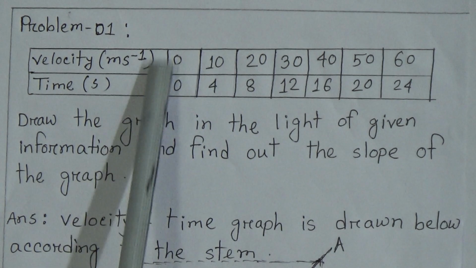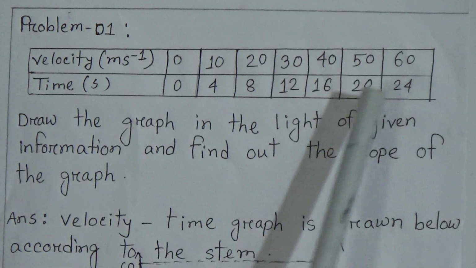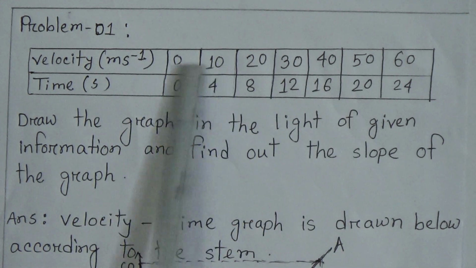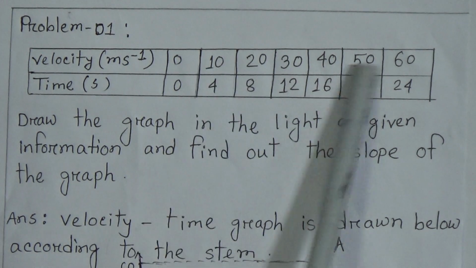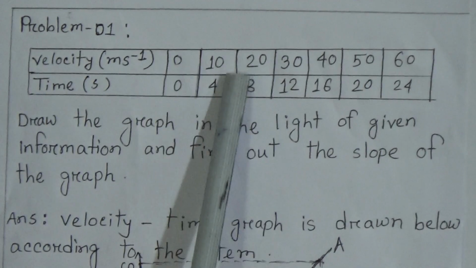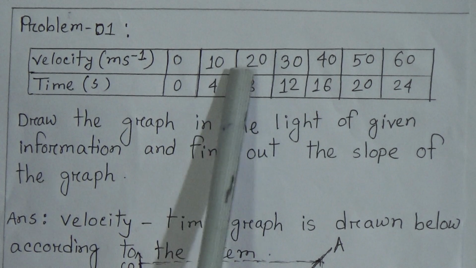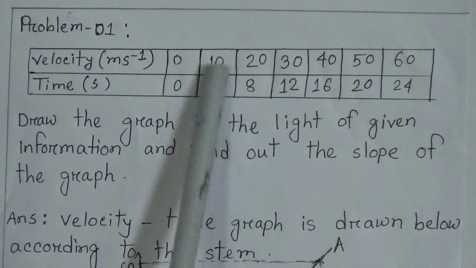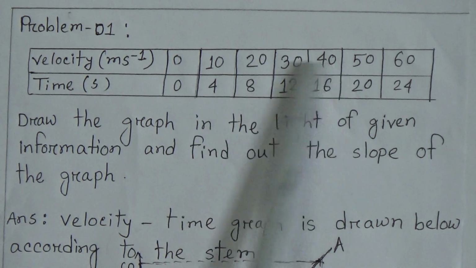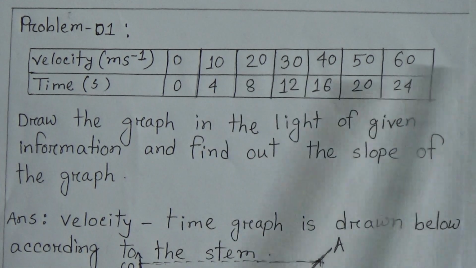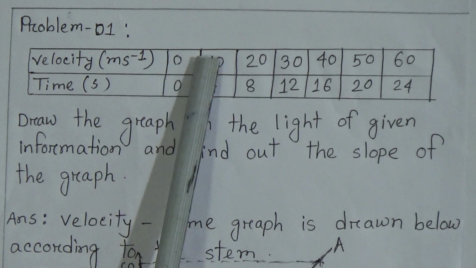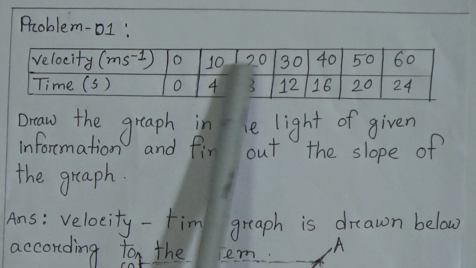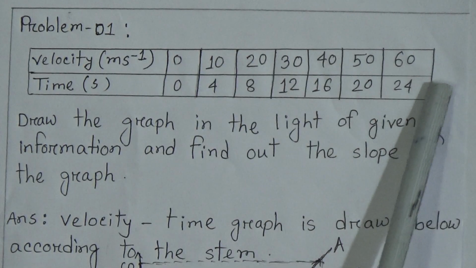My dear students, see this box properly. Here the velocity is uniform velocity. See, from 0 to 10 the difference is 10, 20 minus 10, here also the difference between these two velocities is 10, and so on. That means the velocity is uniform velocity.